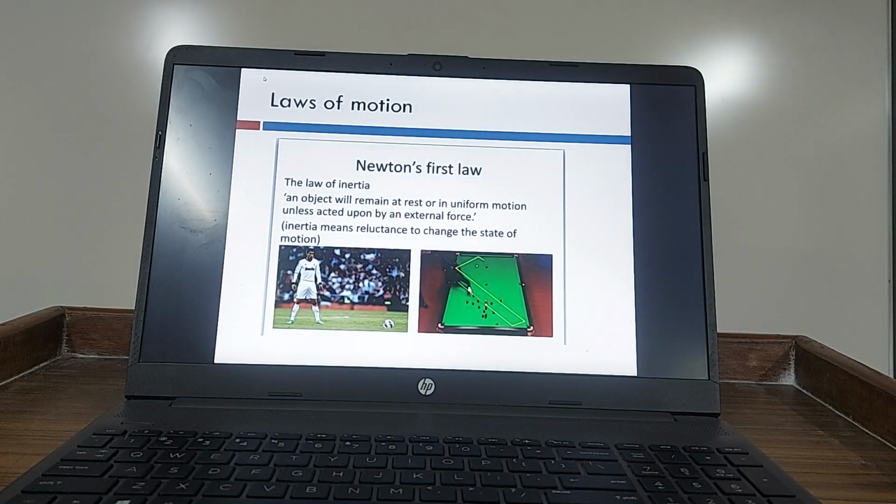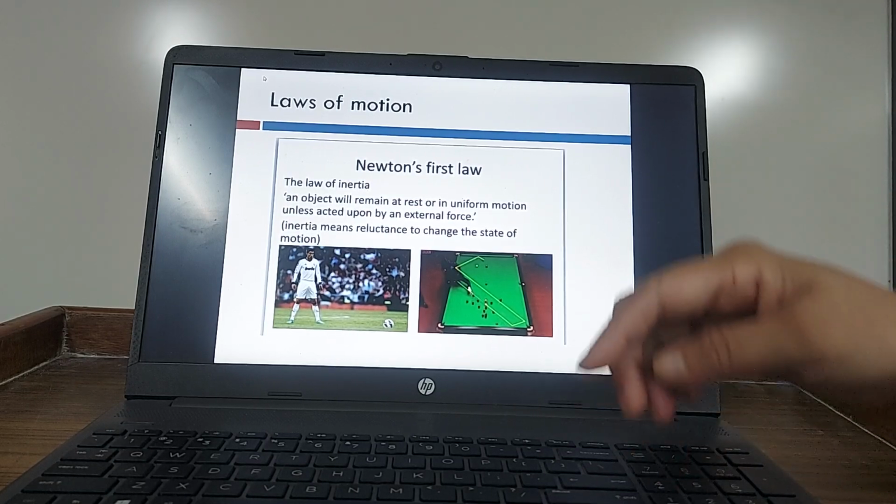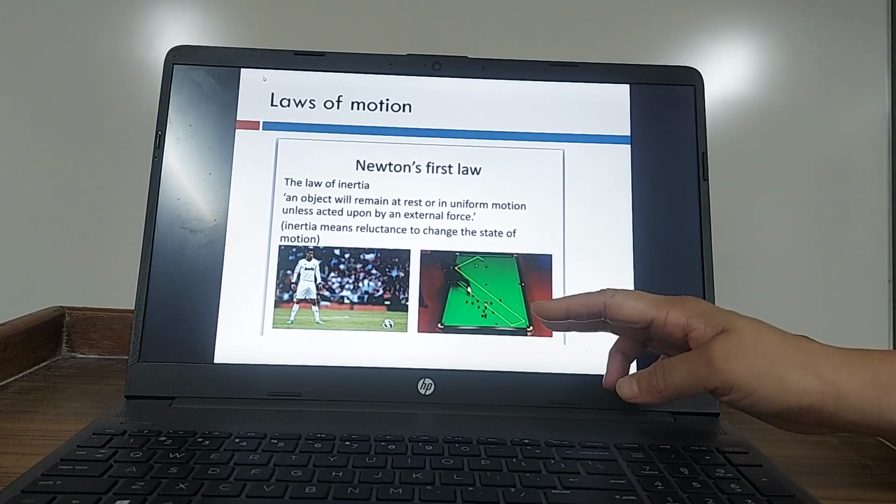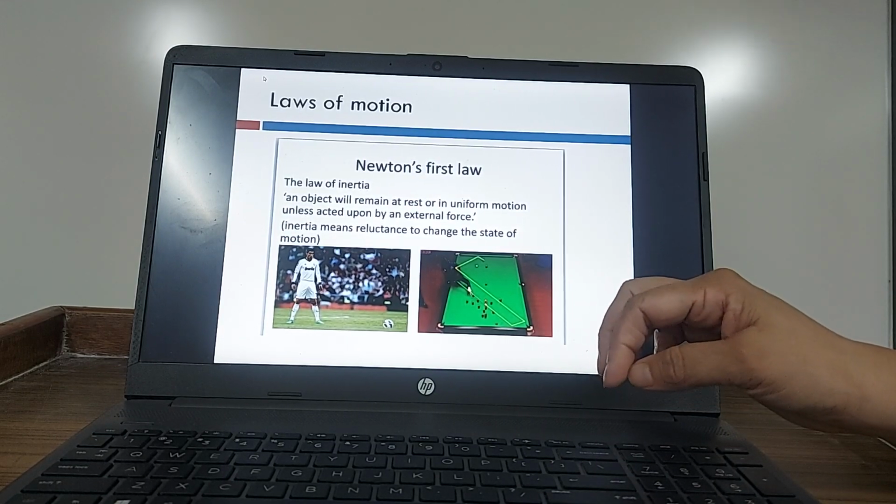Fine. This example is clear? Okay. Now this is regarding Newton's laws of motion. Newton's first law, the law of inertia: an object will remain at rest or in uniform motion unless acted upon by an external force. You can see the images, the pool table, and the second one is the ball and the footballer. The ball is at rest. Fine. And the balls on the pool table are also at rest till the time they are not hit by the stick.